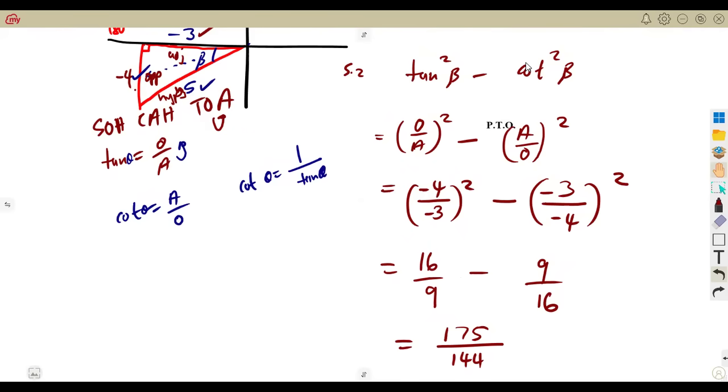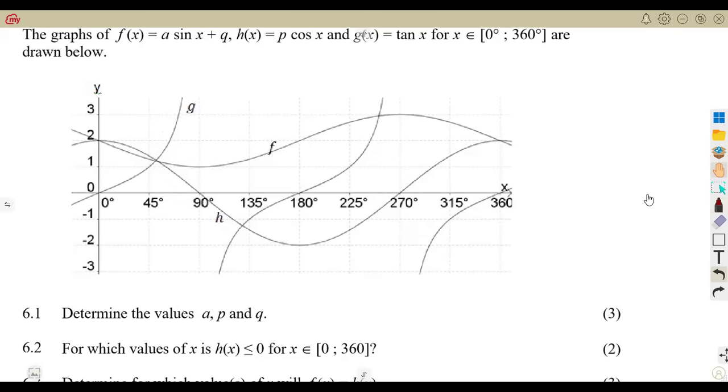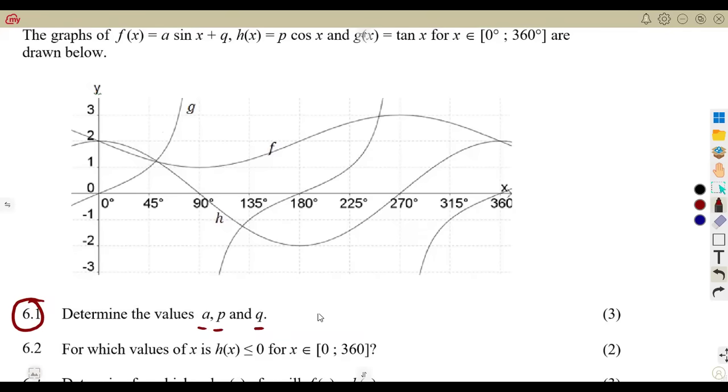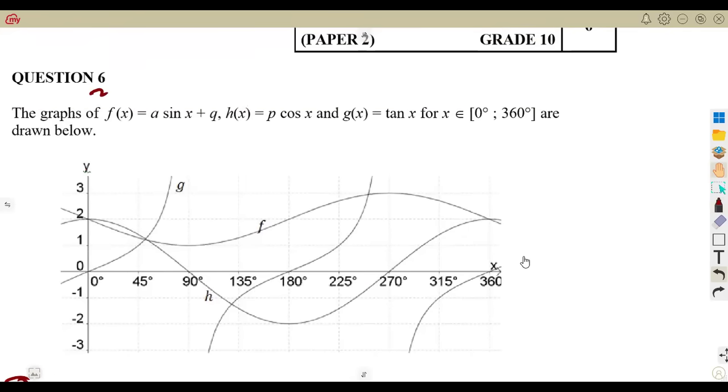So looking into the other question, which is question number 6, we were given the graphs of f of x, h of x, and also the graph of g of x, which is the tan of x, from 0 to 360, drawn below. So they want you to determine on 6.1 the values of A, P, and Q. So we have to follow up and see where these values are found. Where are we having A?